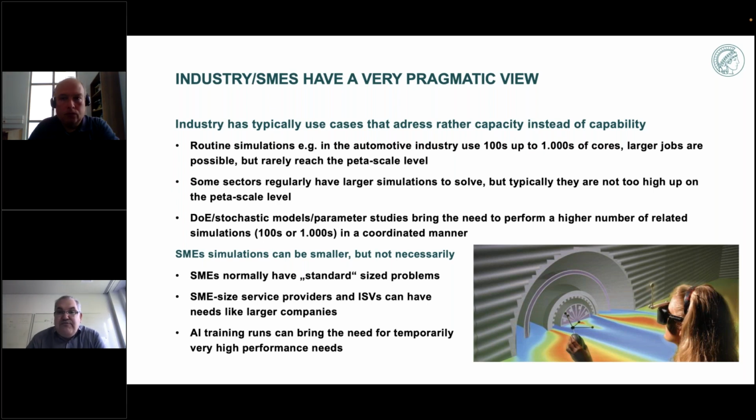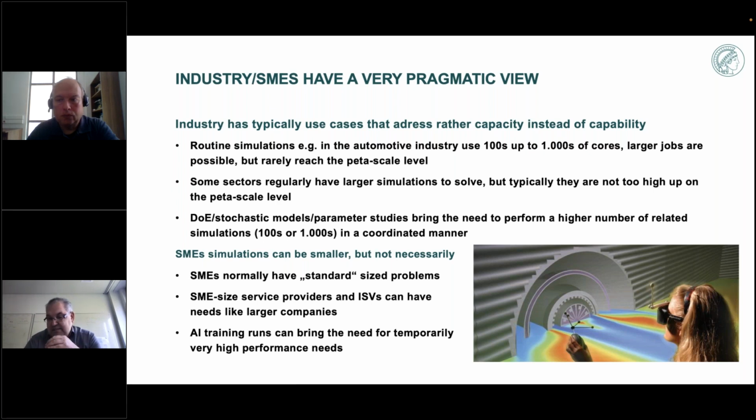although industry has a more pragmatic view, so they're not trying necessarily to run at the extreme scale, right? They use, in academic terms, quite modest jobs with hundreds of thousands of cores, sometimes not even reaching petascale level. But they need to do this regularly and have a lot of different simulations to run. Run stochastic models, parameter studies, and so forth.